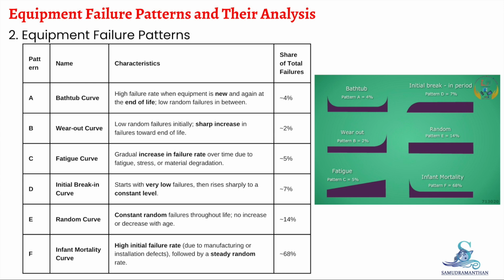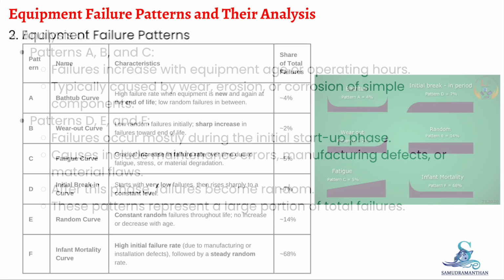Pattern F is known as the infant mortality curve, and it's the most common of all. It shows a high initial failure rate when the equipment is new, followed by a steady random failure rate afterward. This pattern represents about 68% of all failures. These failures are mostly caused by manufacturing defects, poor installation, or initial maintenance errors. Once these early issues are resolved, the equipment tends to perform reliably.